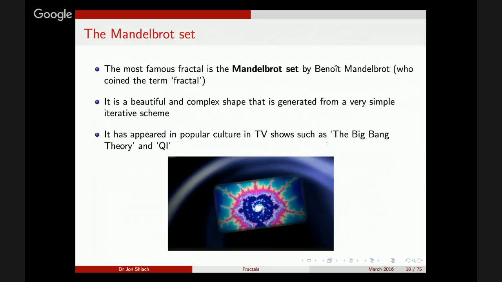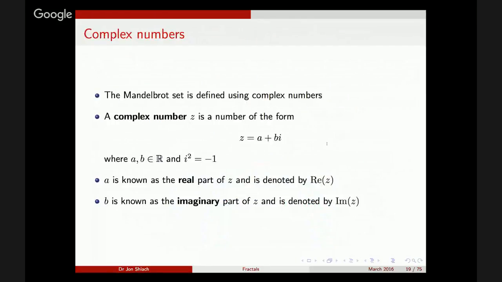Okay, and it tends to be the most famous thing. It appears in quite a lot of Big Bang Theory, and in posters and what have you. Okay, and I'm going to show you now how to draw the Mandelbrot set. And we've got to use complex numbers. So I'm just going to also do a revision of complex numbers for you.